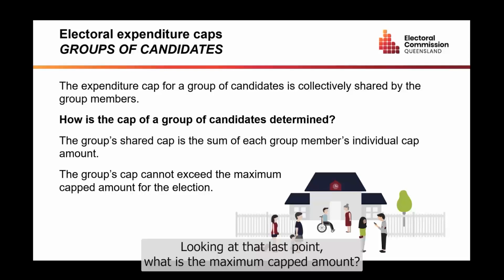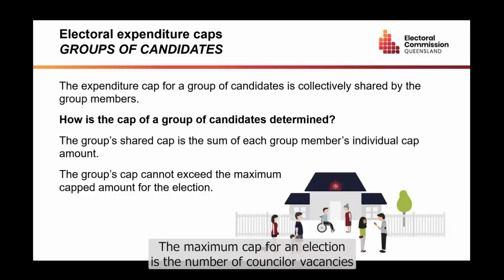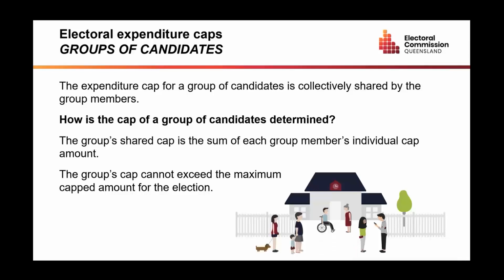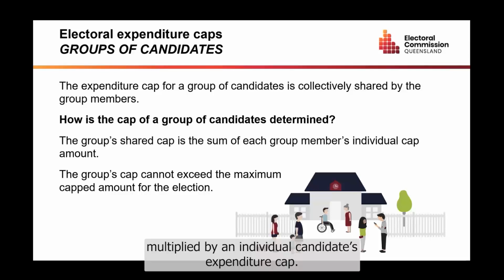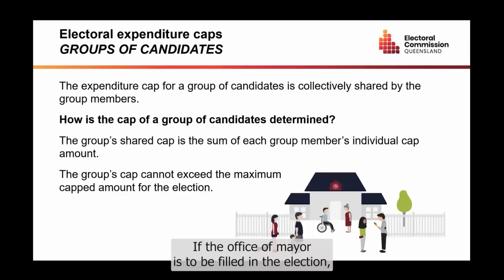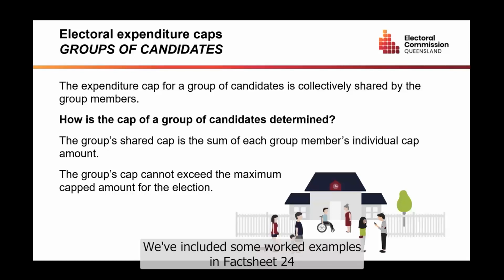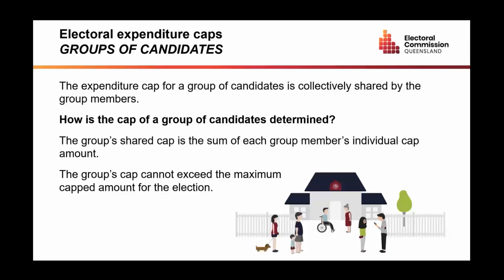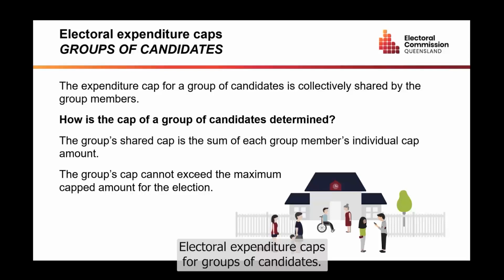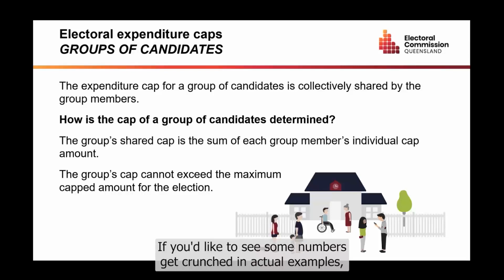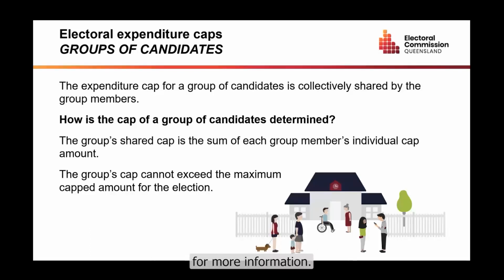Looking at that last point, what is the maximum capped amount? The maximum cap for an election is the number of councillor vacancies multiplied by an individual candidate's expenditure cap. If the office of mayor is to be filled in the election, the amount of the mayoral candidate's expenditure cap is added on. We've included some worked examples in fact sheet 24, electoral expenditure caps for groups of candidates. If you'd like to see some numbers get crunched in actual examples, please read through that fact sheet for more information.